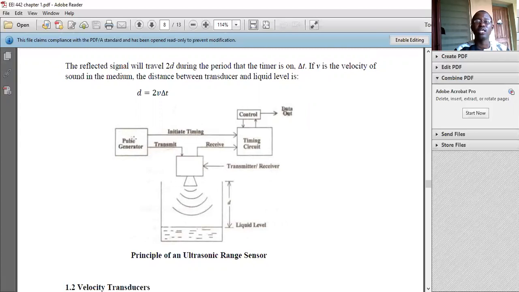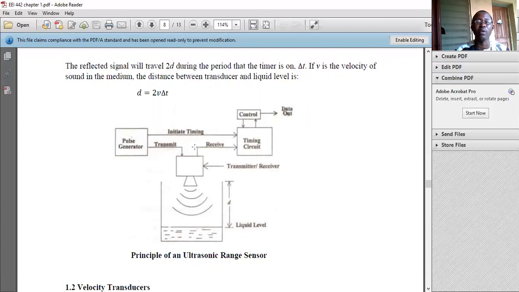So the pulse generator initiates the timing. When it sends out the signal, it transmits the signal to the surface of the liquid and also tells the timing circuit to start at that point. So the timing circuit will start, and then the signal comes. You see the transmit signal comes, then the transmitter receiver sends out the signal to the surface of the liquid.